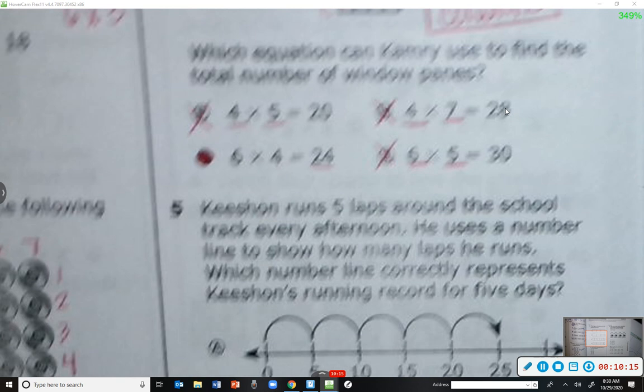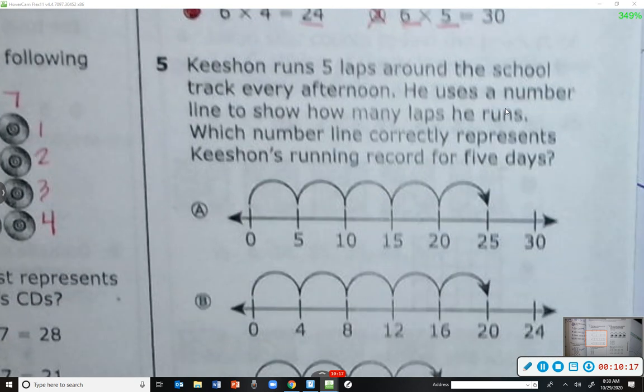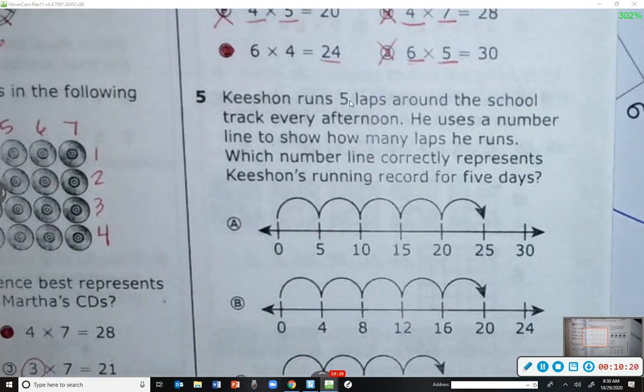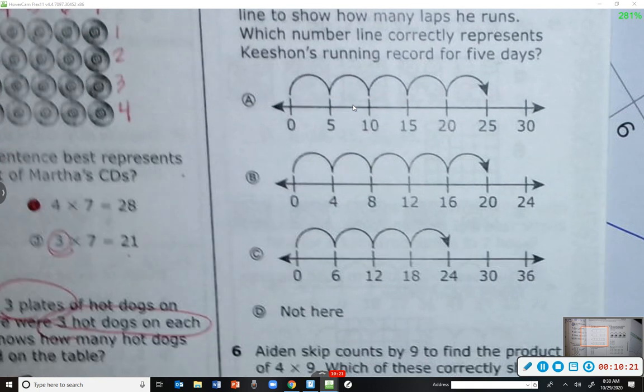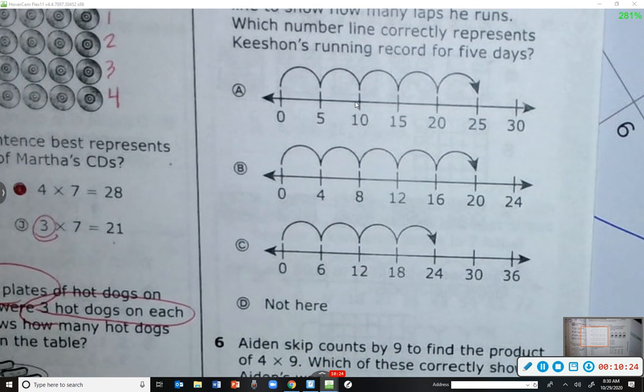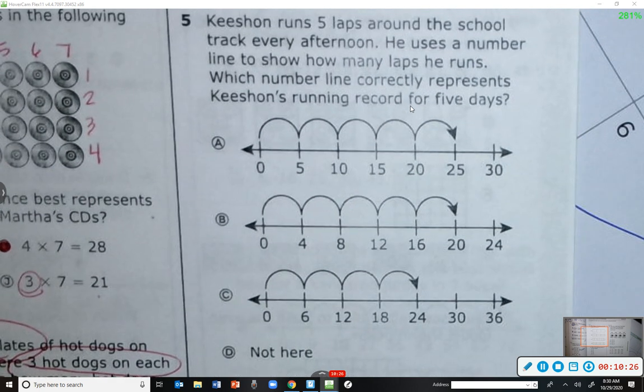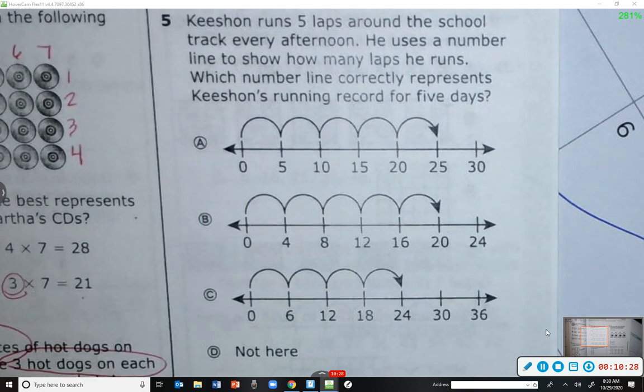Okay, number 5. All right, now this one I want you guys to try, and then we'll check it together, the number line.